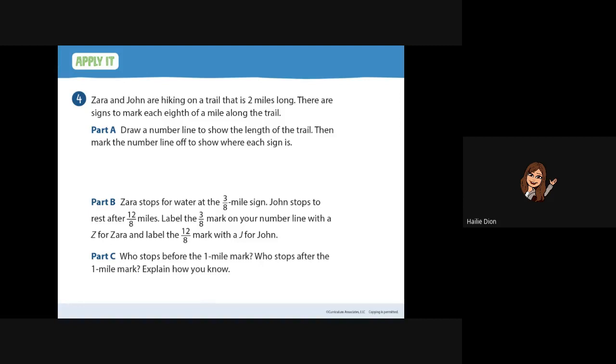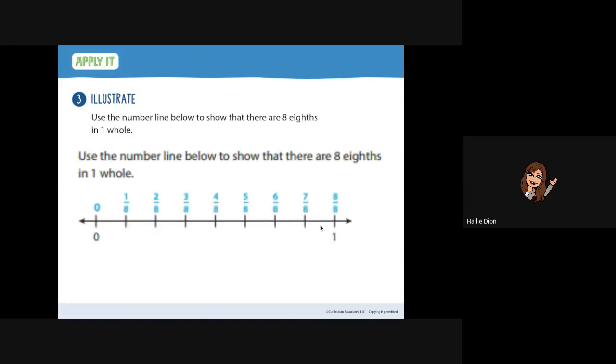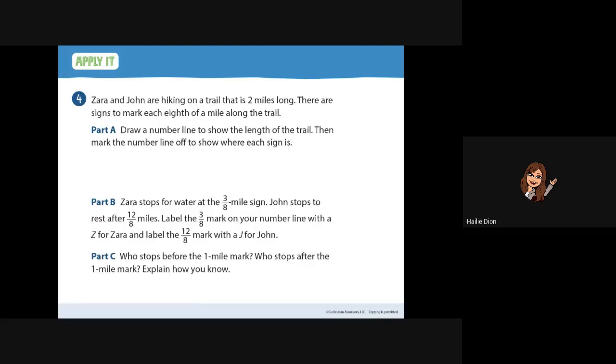So now you need to draw a number line to show the length of the trail, then mark the number line off to show where each sign is. So you're going to make a number line from 0 to 2, and then in between 0 and 1, you need 8/8, and then in between 1 and 2, you need 8/8, because at every eighth of a mile, you're going to have a sign. So very similar to the one we did here. This is going to be your 0 to 1, and you're going to do the same thing for 1 to 2. So go ahead, pause, do that now, because when you come back, the answer will be up.